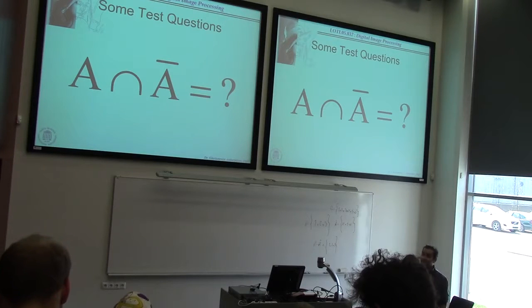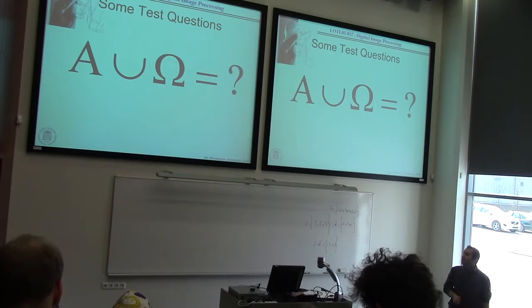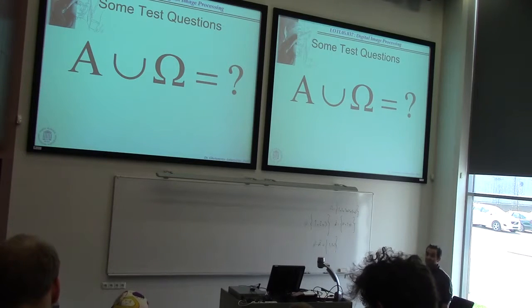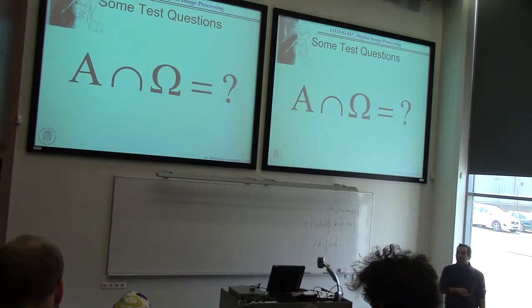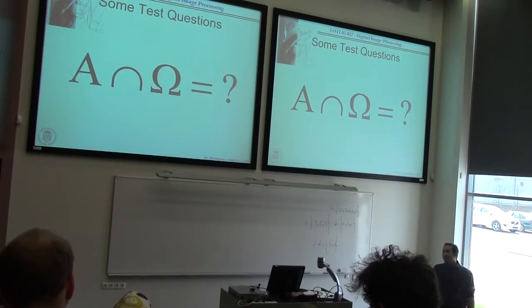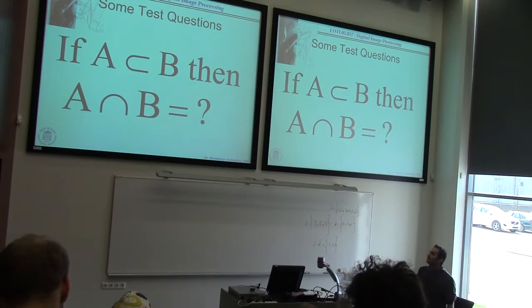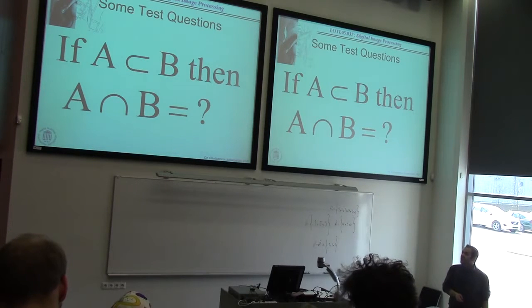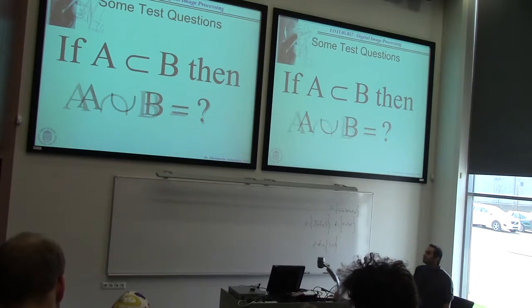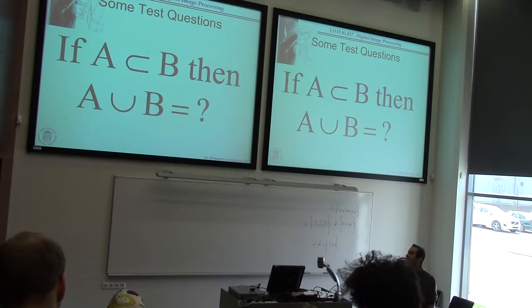The intersection of A and its complement is empty. The union of A with the global set is the global set. The intersection of A with the global set is A. If A is a subset of B, the intersection of A and B is A, and the union is B.